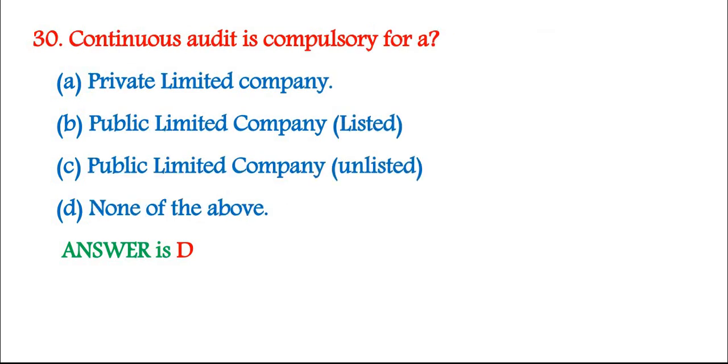30. Continuous audit is compulsory for: A. Private limited company. B. Public limited company, listed. C. Public limited company, unlisted. D. None of the above. Answer is D.